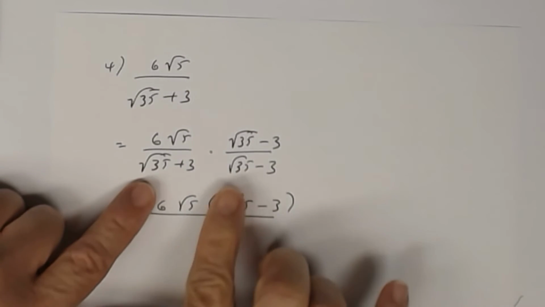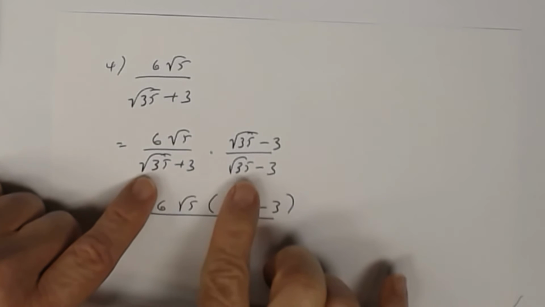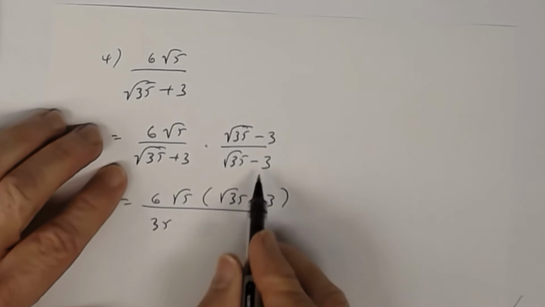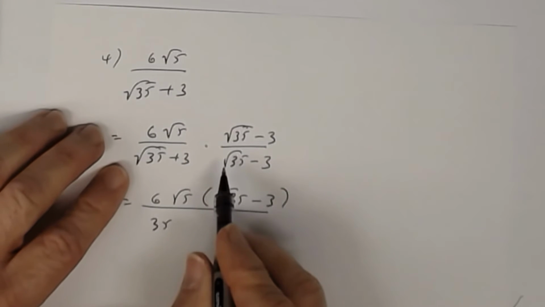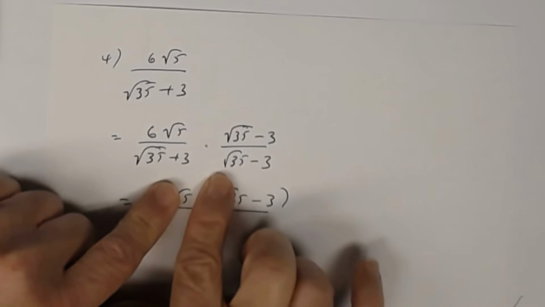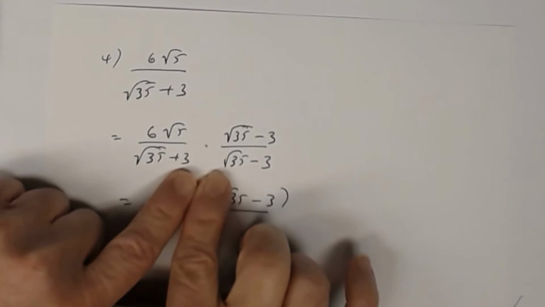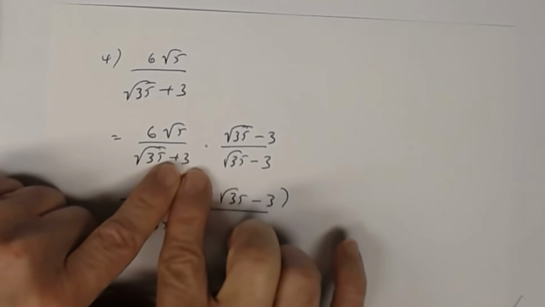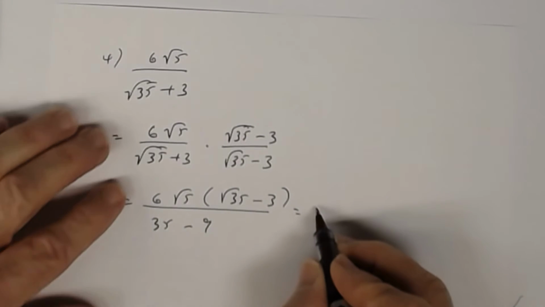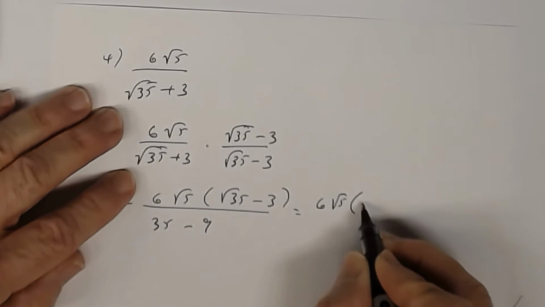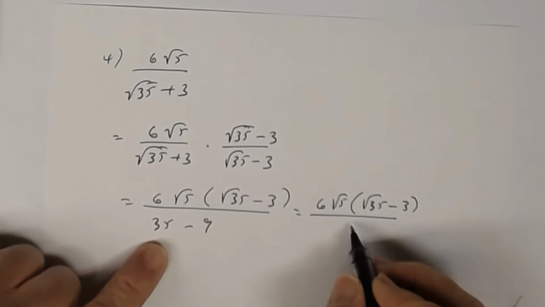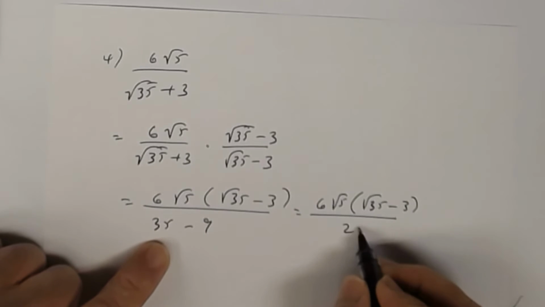let's multiply this out. Notice when you FOIL this, the square root of 35 times the square root of 35 is 35. The outer and the inner are opposites. Okay, so when those are conjugates, always know that. You see the outer is a negative 3 square root of 35. The inner is a positive 3 square root of 35, that's 0. And then the last, a positive 3 times a negative 3 is a negative 9. So this becomes 6 square root of 5 times the square root of 35 minus 3 divided by, and then 35 minus 9 is 26.